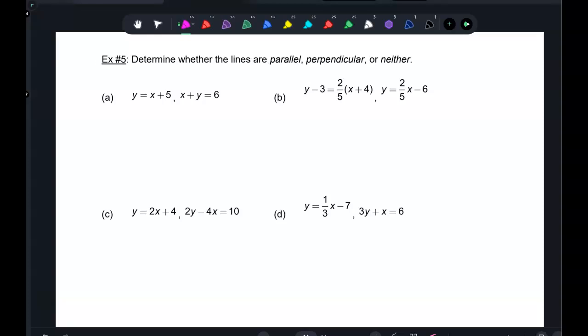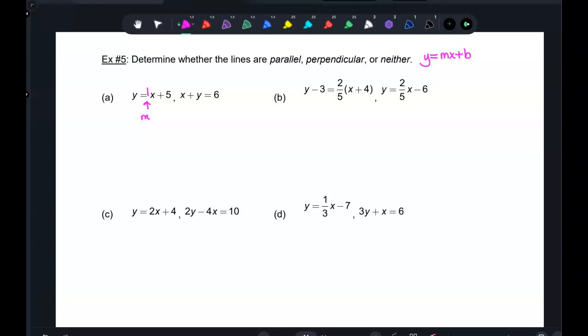Okay, we want to determine if the lines are parallel, perpendicular, or neither. So here's what I need you to do. I need you to first make them in y equals mx plus b form. So the first one, what is the m? What is in front of the x? There's nothing there, which means it's 1. So here, y equals 1x plus 5.